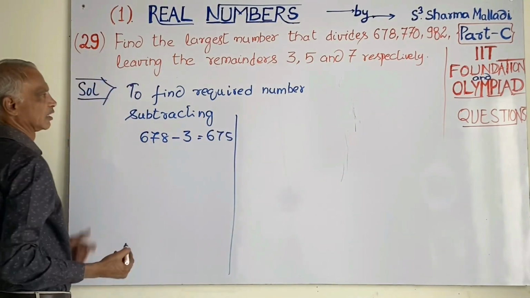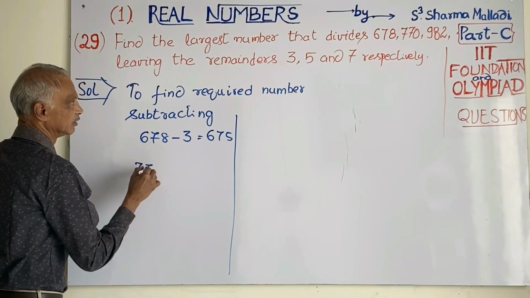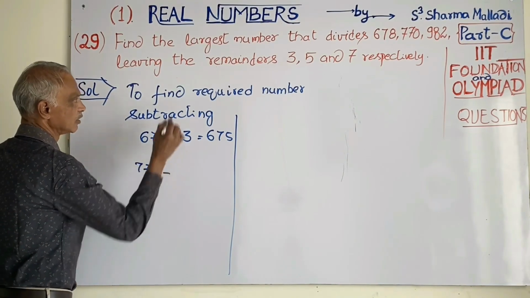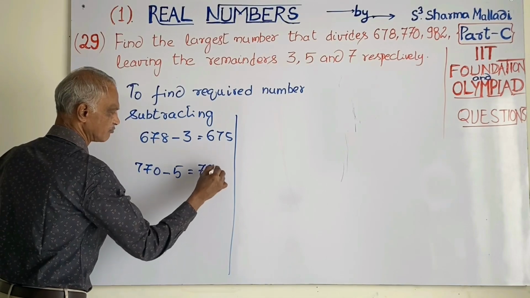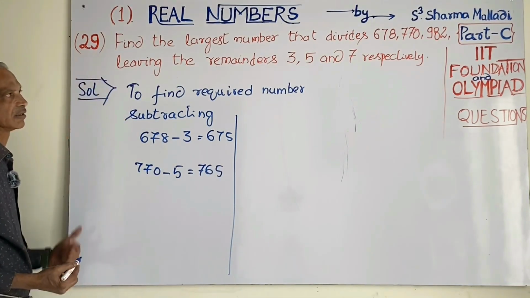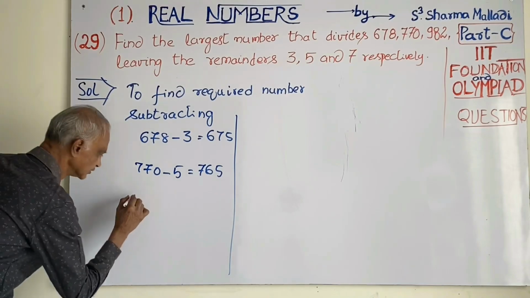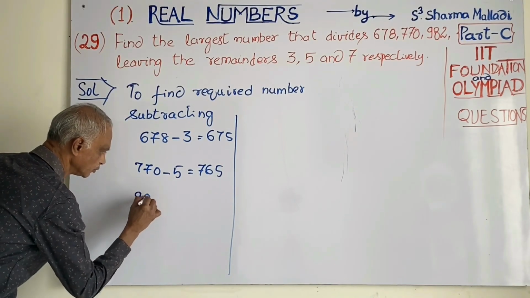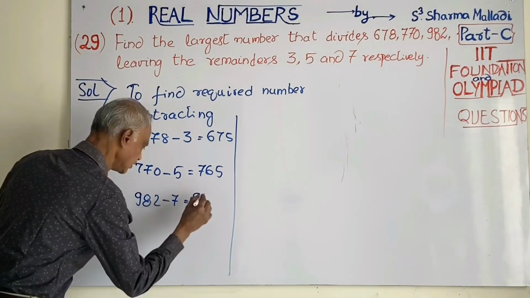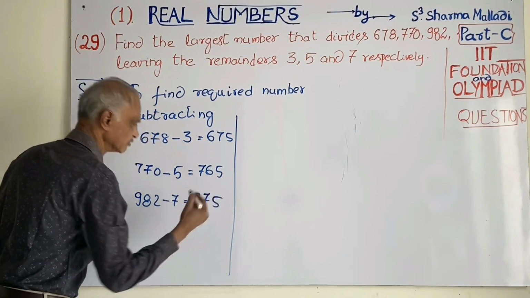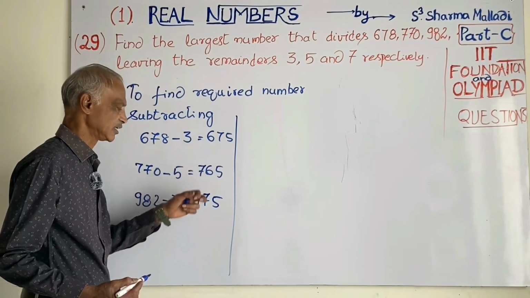Next, what is another number? 770 minus 5, you will get 765. Next we have to subtract 7 from 982. 982 minus 7, you will get 975. We have to find the HCF of these numbers.